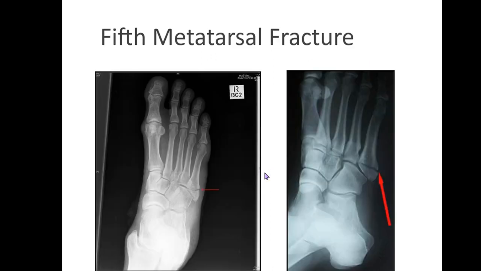Here's an example of a Jones fracture here. Okay, and then this could be an avulsion fracture of the tuberosity of the fifth metatarsal.